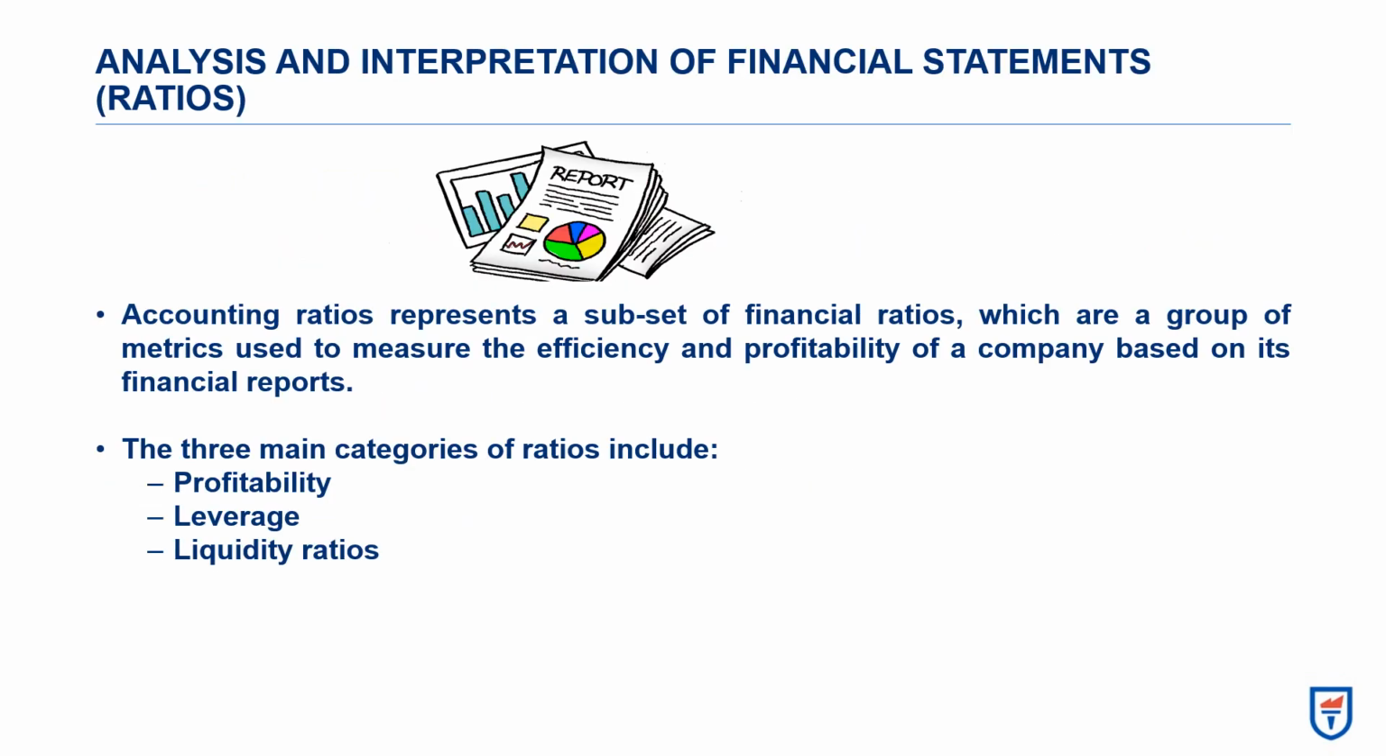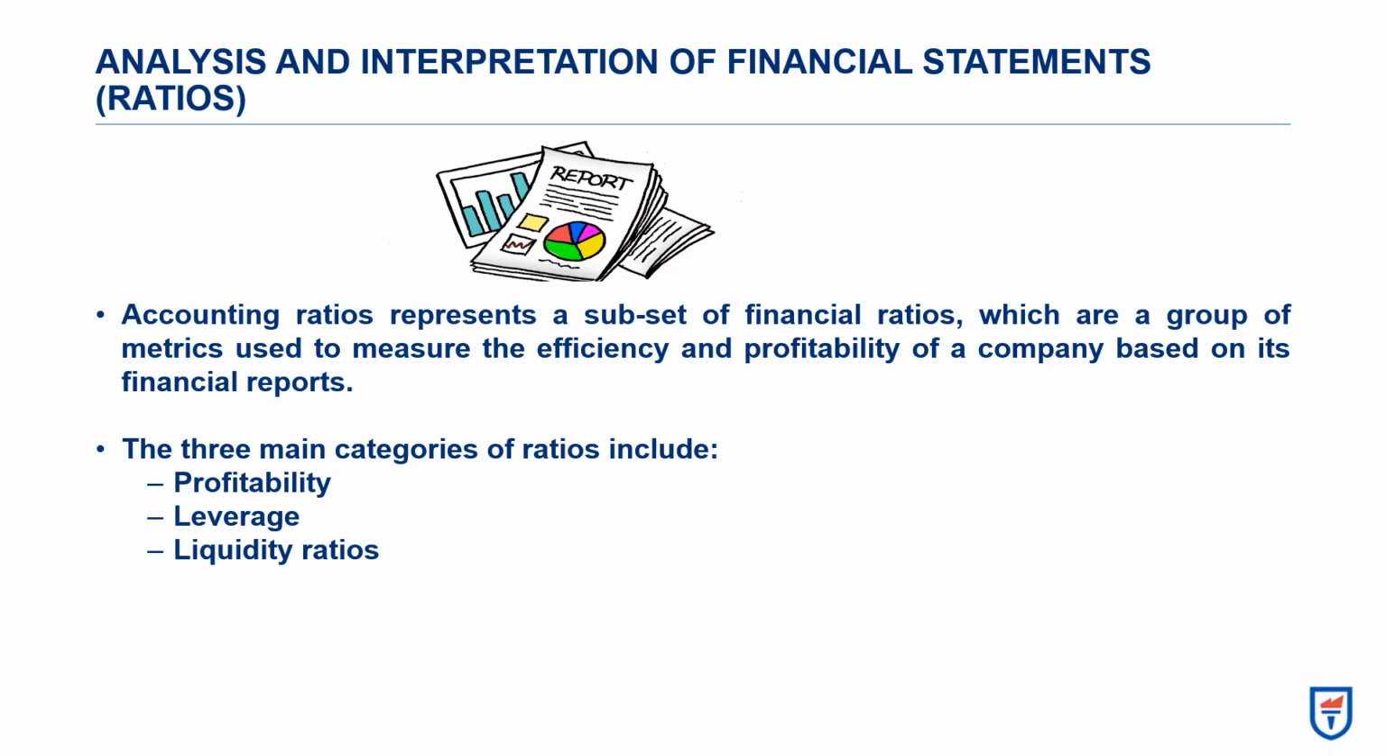The final step of the accounting cycle is ratio analysis, or analysis and interpretation of the financial statements. How do you analyze and interpret the financial statements? By using the accounting ratios. The accounting ratios are a subset of the financial ratios, which are grouped into three. Those groups of ratios measure the efficiency and the profitability of the company based on the financial statements.